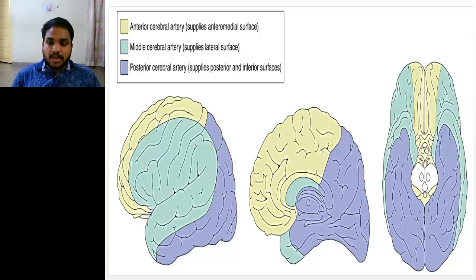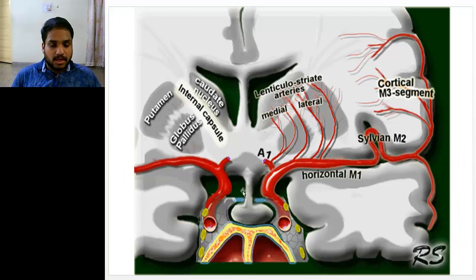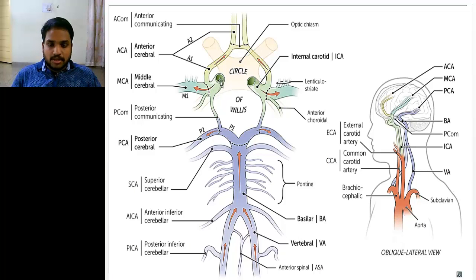Now the middle cerebral artery has mainly two branches. See, this is the middle cerebral artery. I'll show you once again. See, the internal carotid artery that is dividing into the middle cerebral artery and the anterior cerebral artery. So this is the proximal segment of the middle cerebral artery. It is called the M1 segment, right? Now the M1 segment, or the proximal segment, has got deep branches, right?